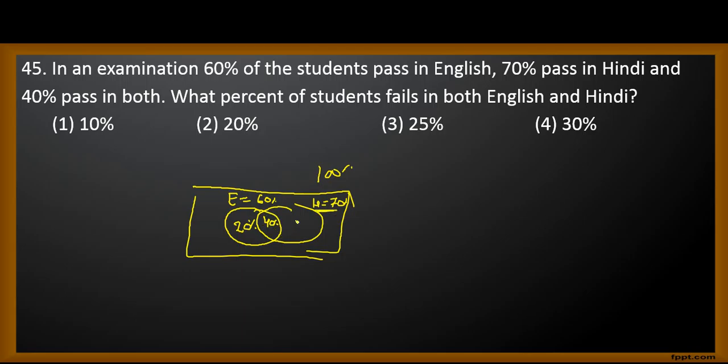What is the leftover part? 30. So 30%. 20 plus 40, 60. 60 plus 30, 90. It means what is the leftover part? 10. 10% of the people are outside of these two circles. So 10% of the students neither pass in English nor pass in Hindi. What is the question? What percent of the students fail in both English and Hindi? That is 10%. Option 1 is the answer.